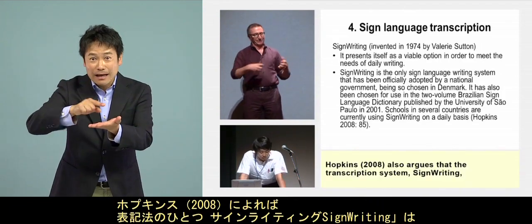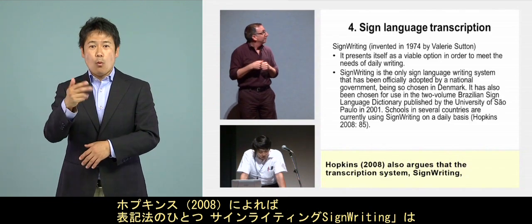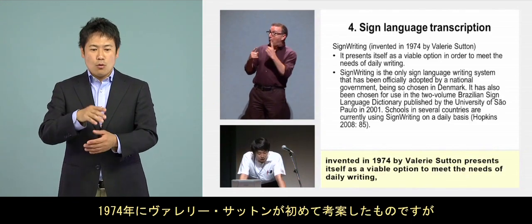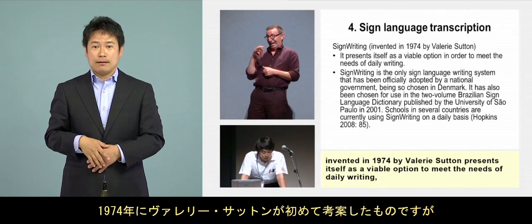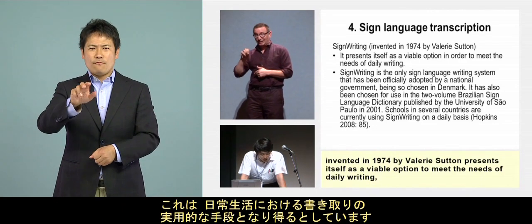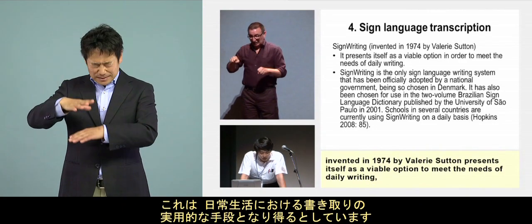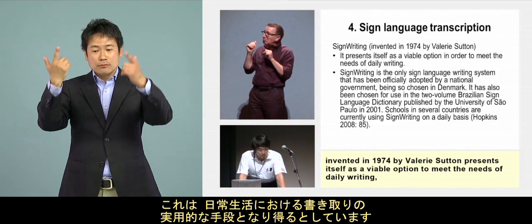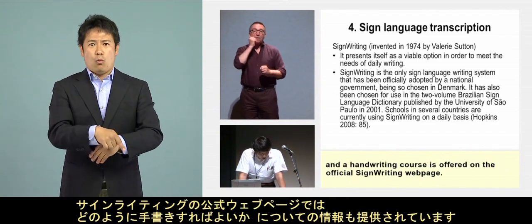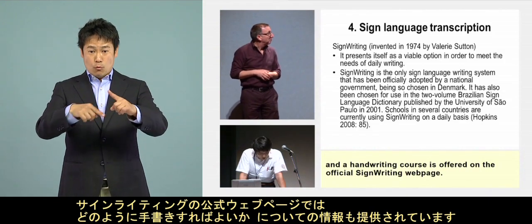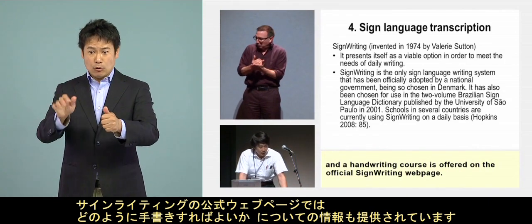Hopkins, 2008, argues that a transcription system, SignWriting, which was initially invented in 1974 by Valerie Sutton, presents itself as a viable option in order to meet the needs of daily writing, and has a handwriting course on the official SignWriting web page.